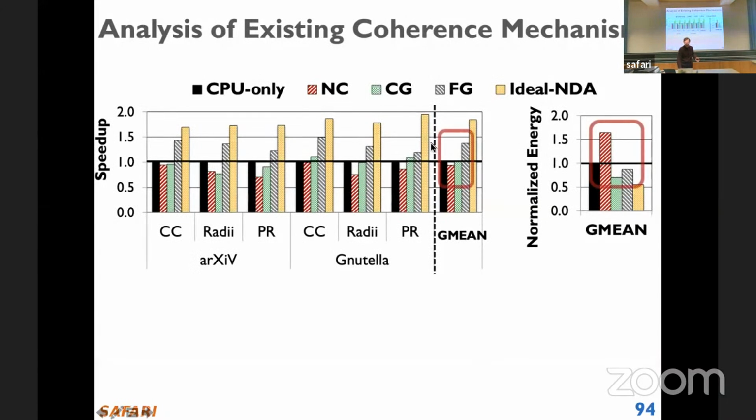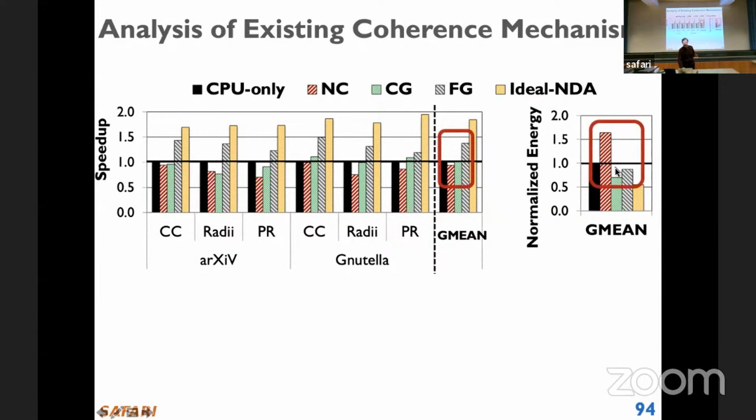If you're interested, I will not go into a whole lot of detail, but you can see that fine-grained coherence is the best in terms of performance, but ideal NDA is much better. And these speedups are relatively low because we were able to simulate only a small amount of data sets. I'll give you some large data set results, which are much better. But again, the trends remain. Fine-grained coherence performs maybe okay, but it's not as good as an ideal mechanism without coherence overheads. And you can see that other approaches to coherence are pretty bad: non-cacheable and coarse-grained. And this is CPU only.